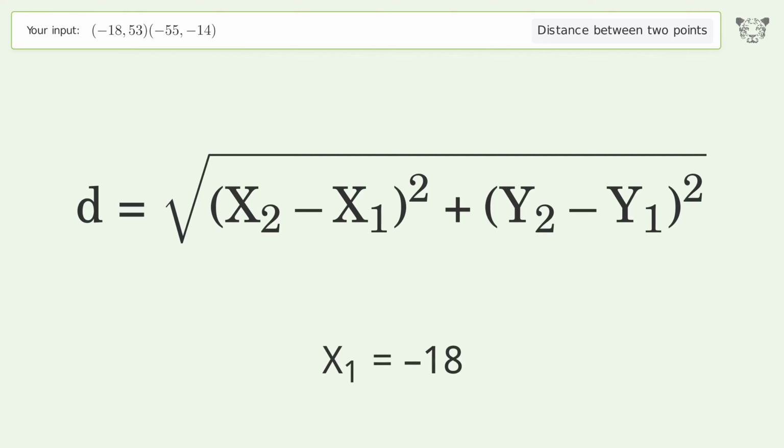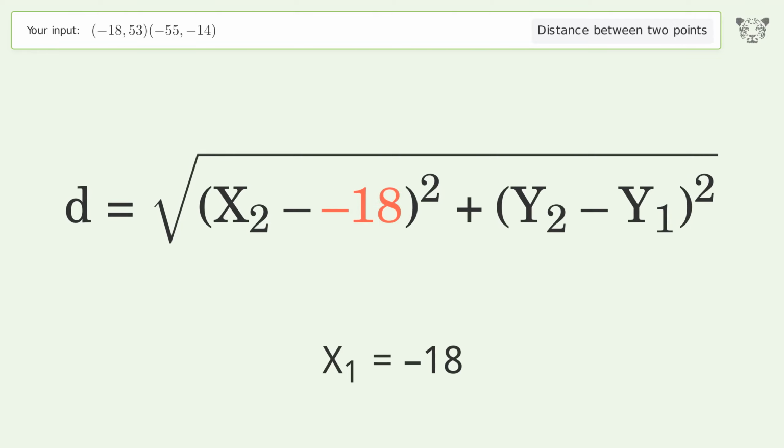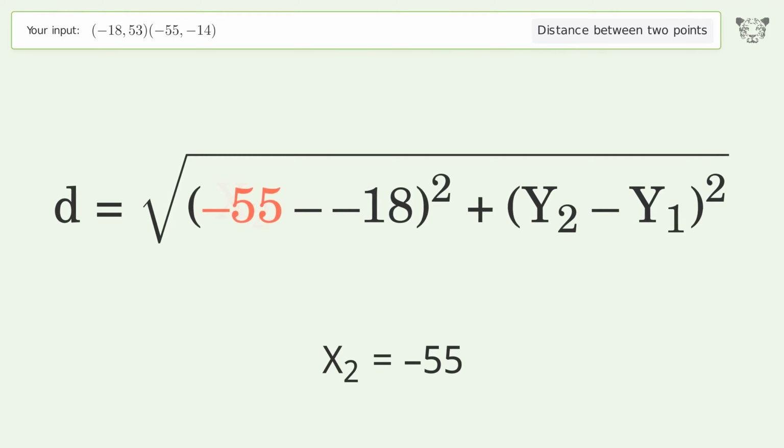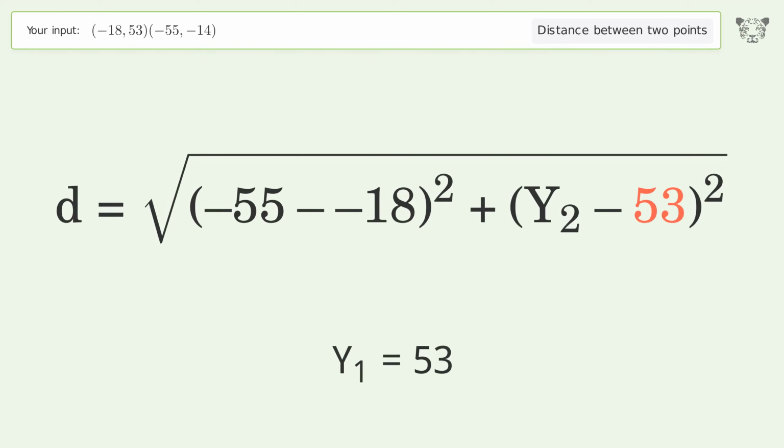x1 equals -18. x2 equals -55. y1 equals 53. y2 equals -14.